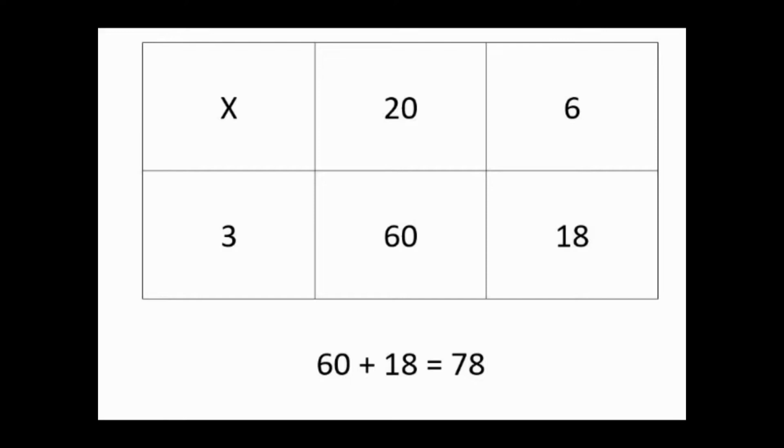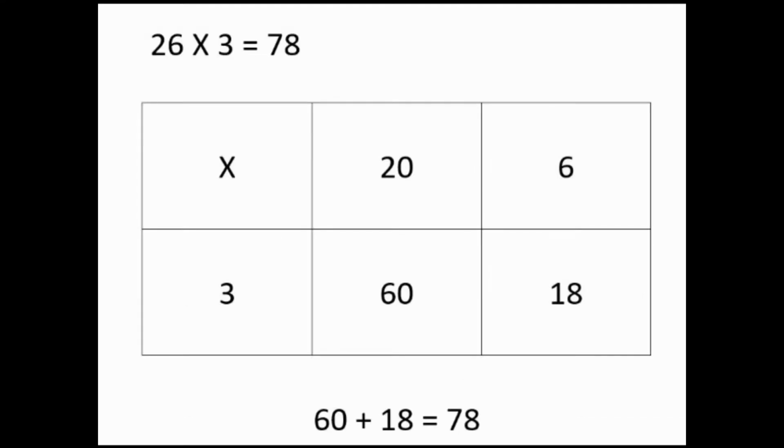The next stage is really important because quite often children forget to do this all the way up until they're in upper 2 and possibly beyond. Make sure you write the answer to the sum. So 26 times 3 is the sum, so put 78 by that in the answer.